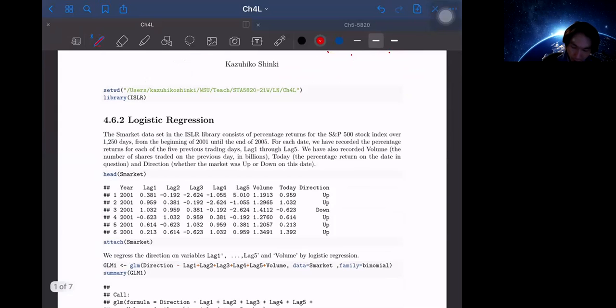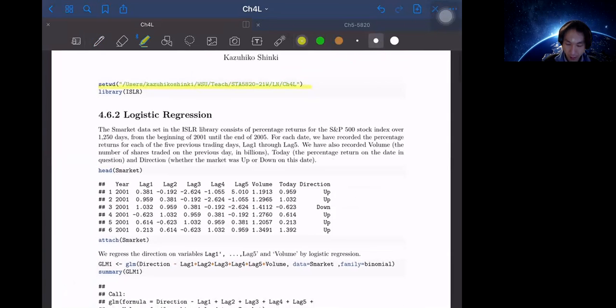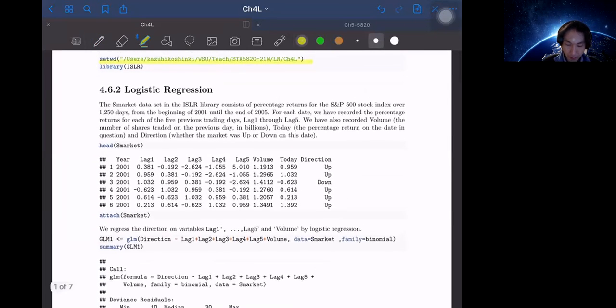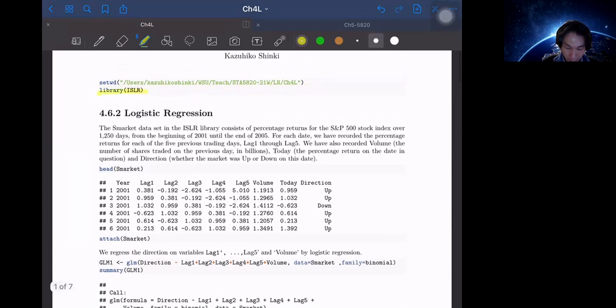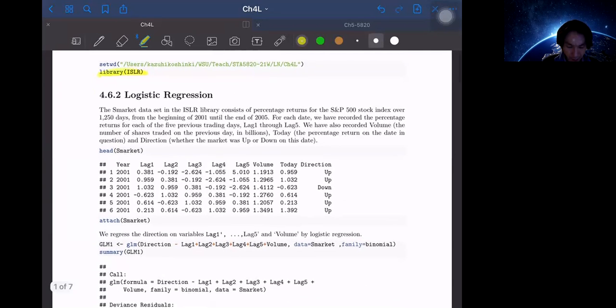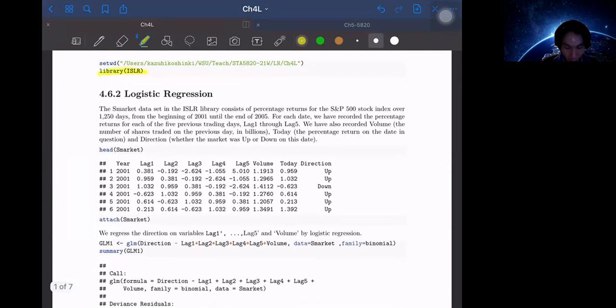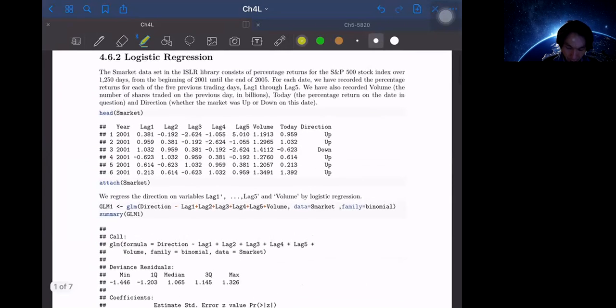Okay, so first, I set the working directory. Actually, we don't really use files, so we don't really need it. And we use this library basically for data. It's from Introduction to Statistical Learning with R. The textbook's authors developed this package.